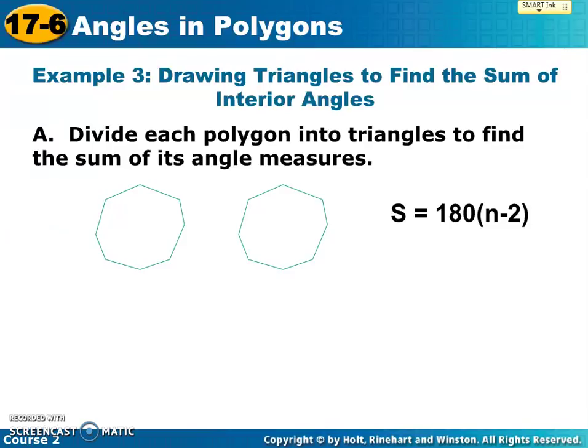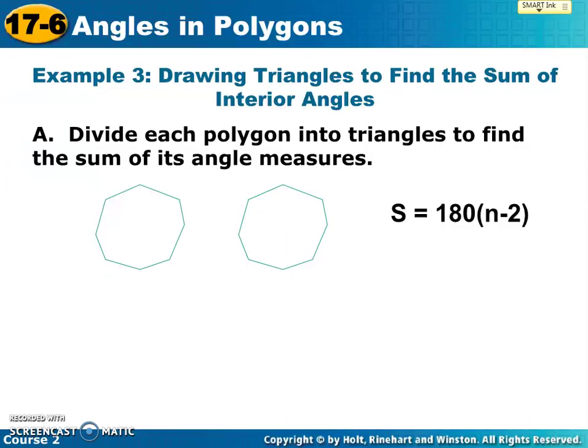We can find this two ways. We can cut it into triangles, which we're going to show in a second, and then we also have a formula that we're going to look at. So let's start by dividing the polygon into triangles. Pick any point on the shape, and from that point you are going to connect to all the other points.